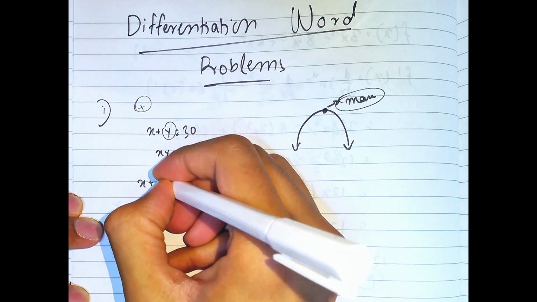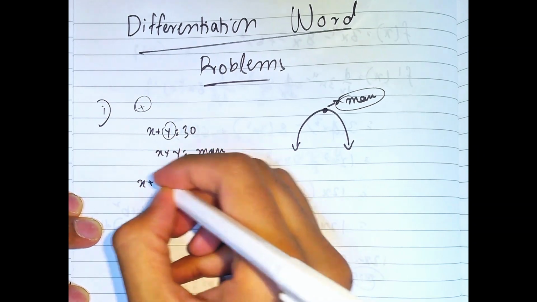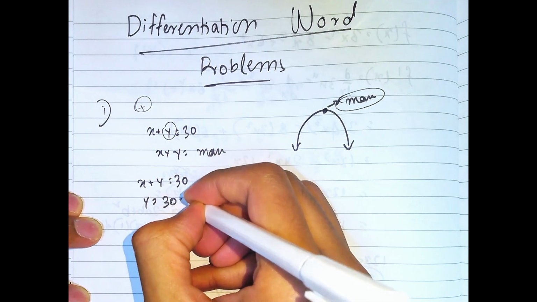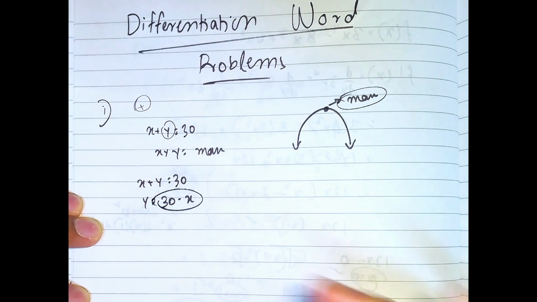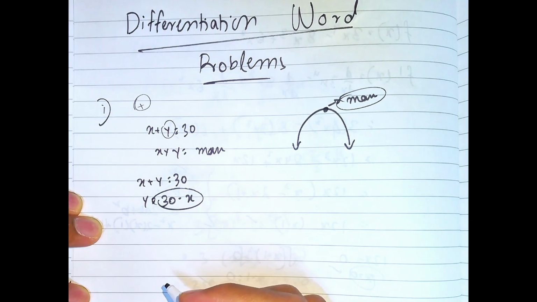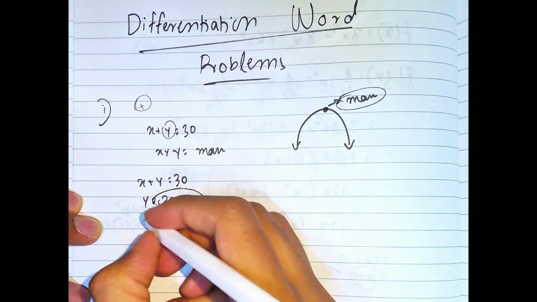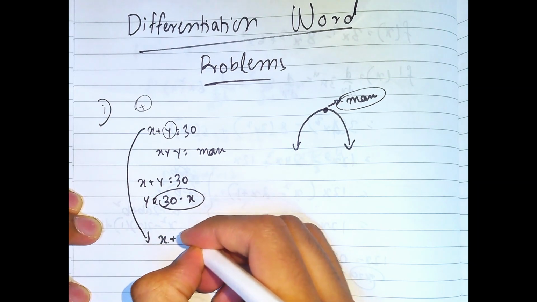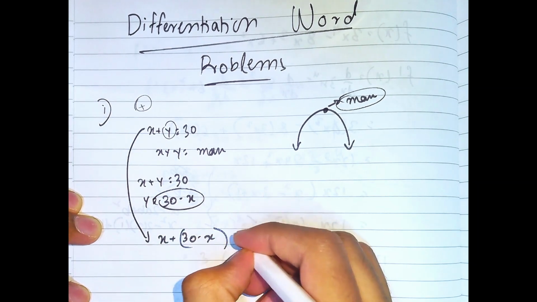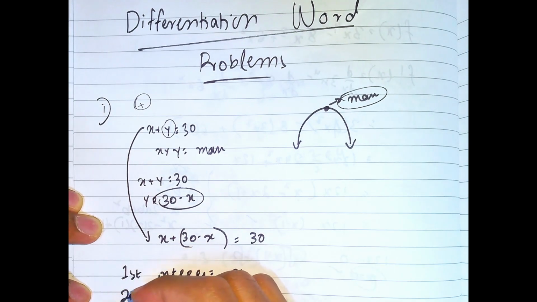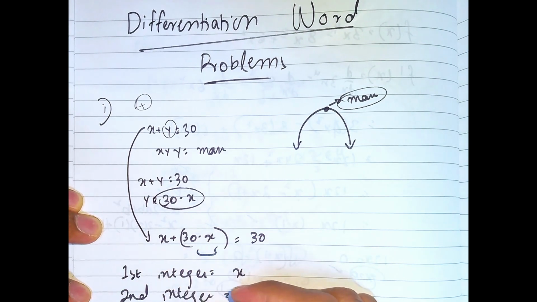So x plus y is equal to 30. Now, how can we find y? We can derive an equation for y by moving this x to the opposite side of the equation. So this will be much easier to solve by putting it into another equation. Instead of writing x plus y is equal to 30, we can write x plus 30 minus x equals 30. The first integer is x and the second integer is this thing right over here, 30 minus x.